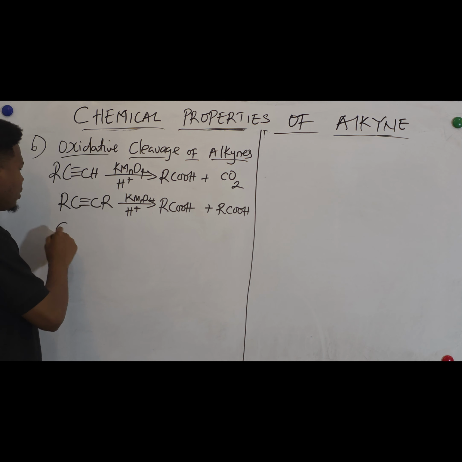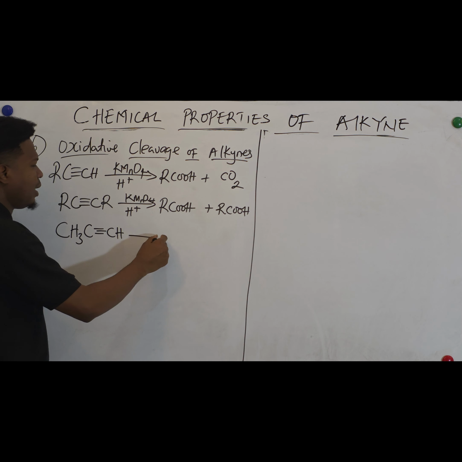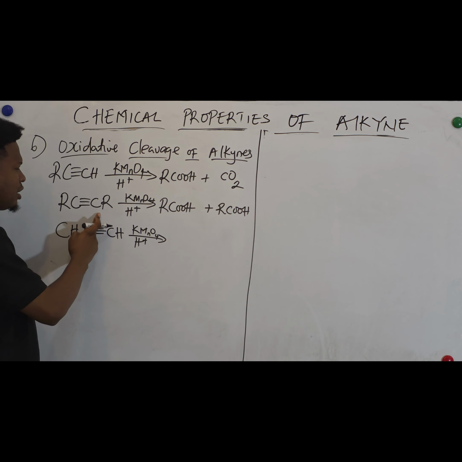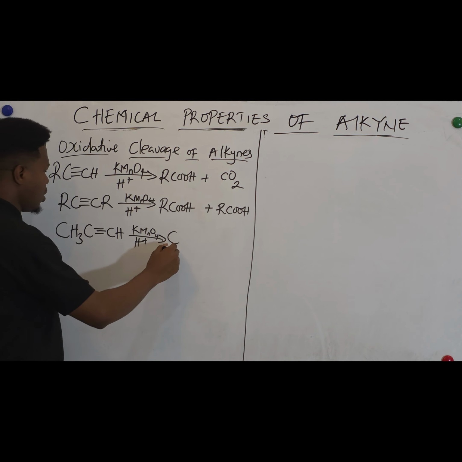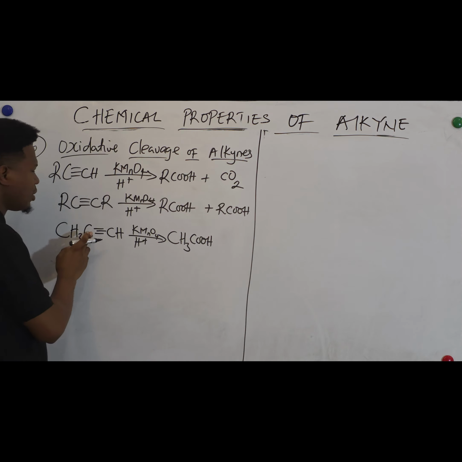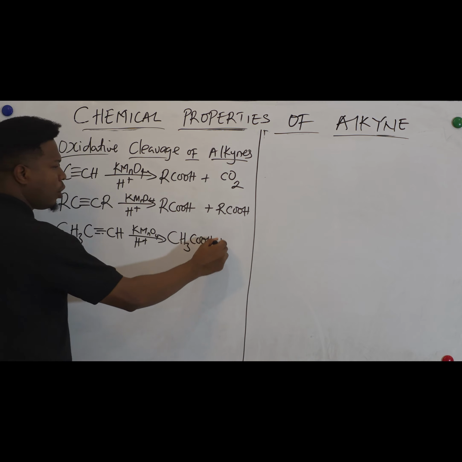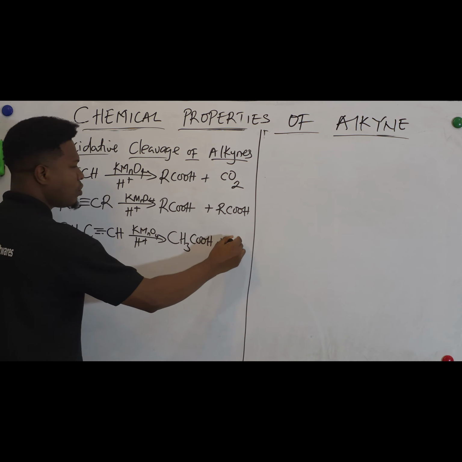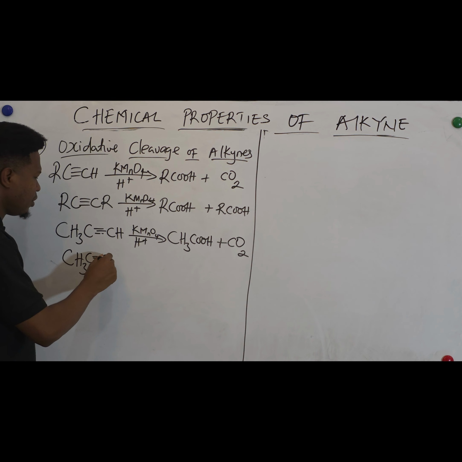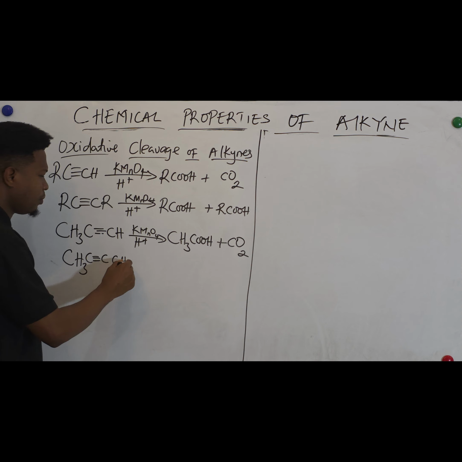Now, for example, let's look at ethyne. This is a terminal alkyne undergoing this same reaction. What happens here is that this part will be oxidized to ethanoic acid. Just add OOH this side, and then the remaining part here will oxidize to what? CO2.